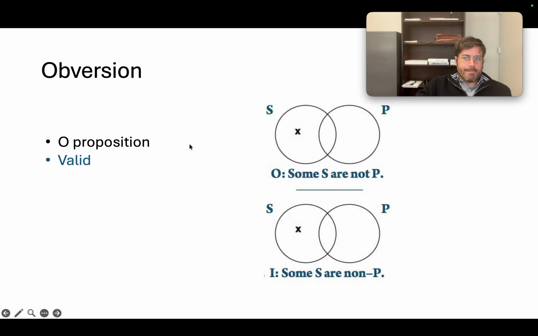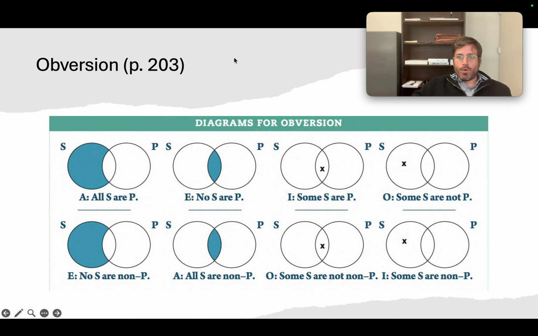It allows us to apply it to all 4 types of category. Here's the full Venn diagram list for obversion on page 203. Try to get comfortable with this. You will notice again that there is perfect logical equivalence for all 4 types of proposition. There is no differentiation from the obvertend to the obverse, right?